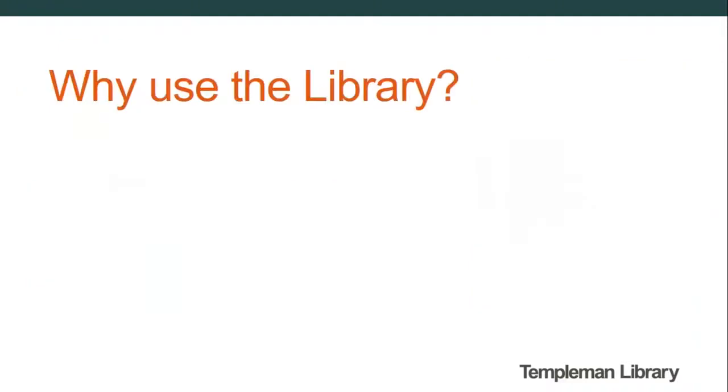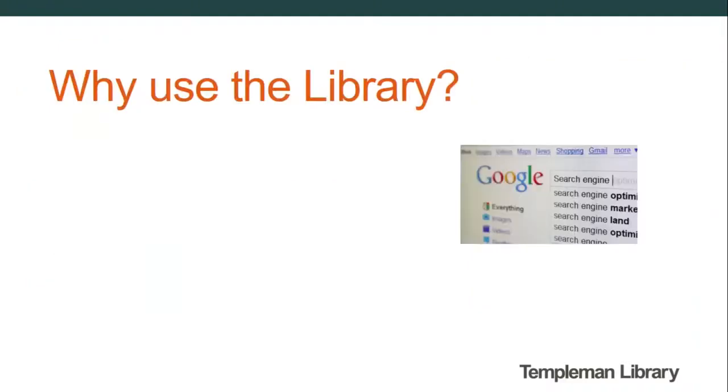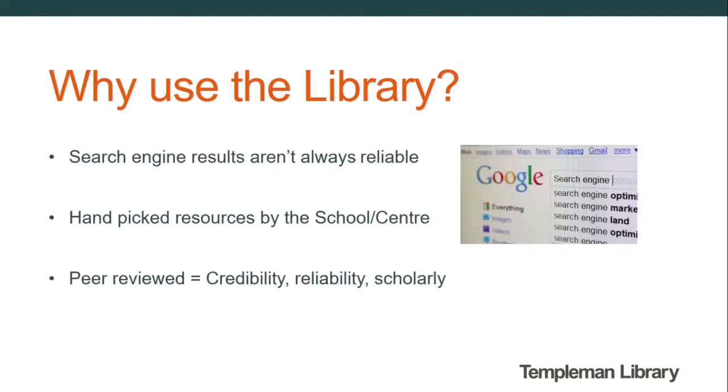So I'm just going to firstly start off by talking about the importance of using the library. It's very tempting in this day and age to go straight to things like Google and Wikipedia to do your searches. Whilst we do all use these services, obviously, for finding out general information, they're not always the most reliable of resources, or if they are reliable, it's quite difficult to find the good resources from the resources that might not be as reliable. That's why it's really important to use all of the resources that have been handpicked by your centres, and also by librarians in terms of relevancy, credibility, and academic quality.